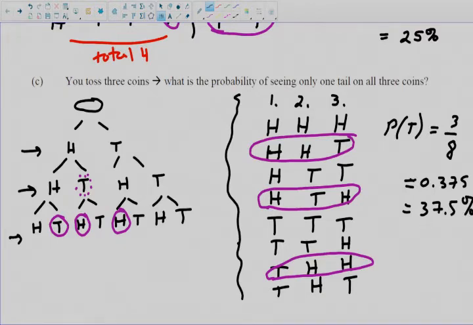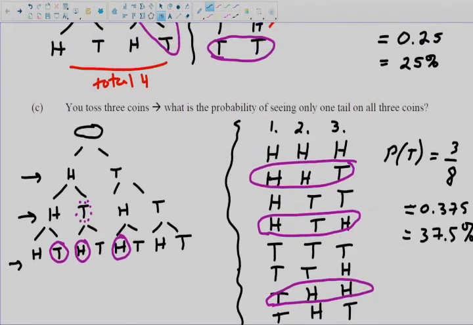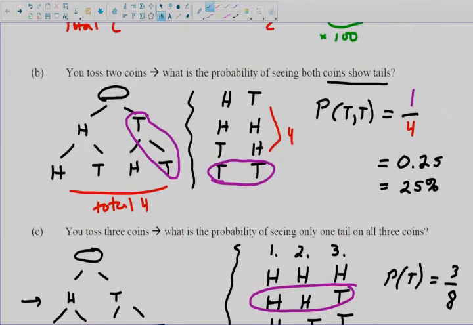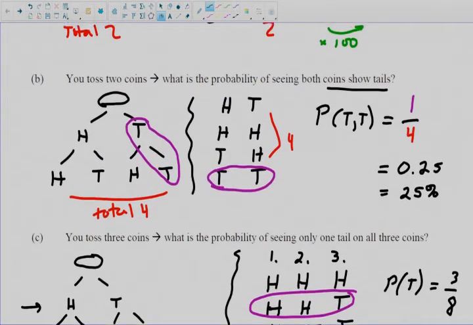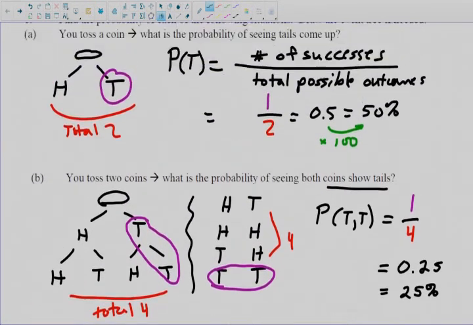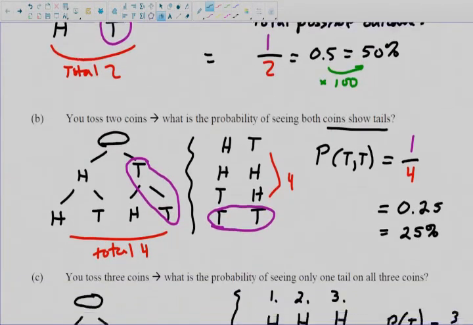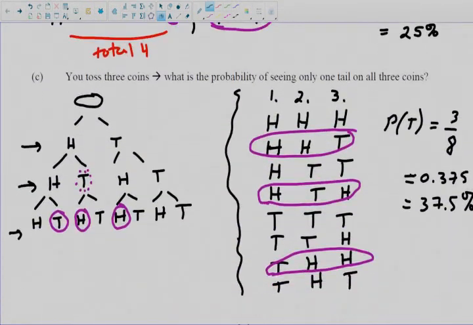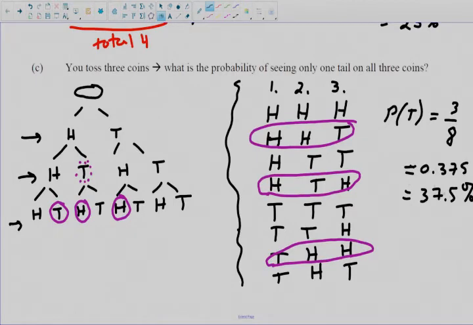So there's a 37.5% chance of getting only one tail on all 3 coins, which is higher than getting 2 tails in a row on 2 coins, or 2 coin throws, but lower than getting just a heads or a tails. So it falls in between those two. So there's an example of using theoretical probability and an event tree or an event table to figure out the probability of a scenario like this.